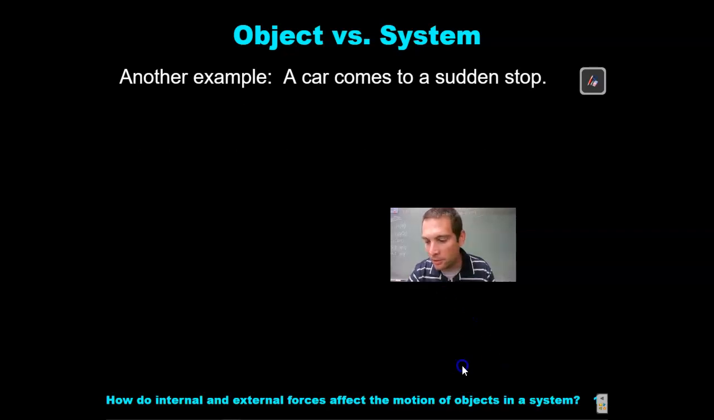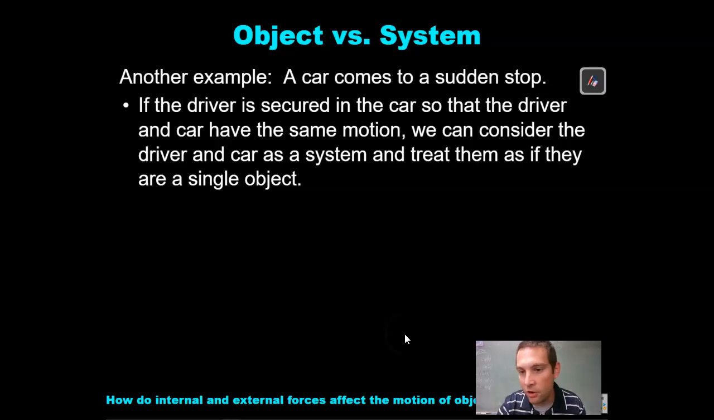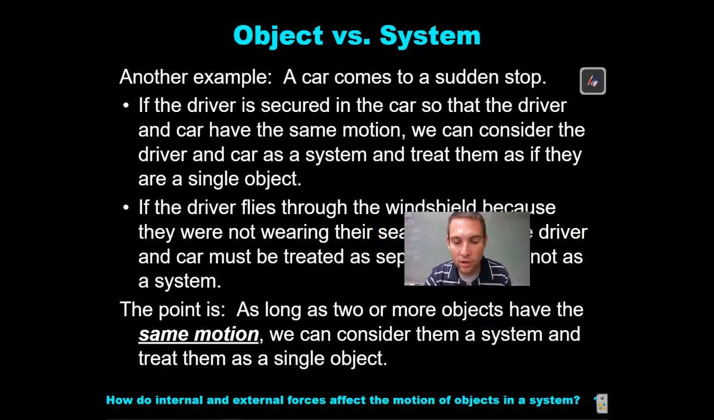Another example: if a car comes to a sudden stop, what are we looking at? If the driver is secured in the car, so the driver and the car have the same motion, we can consider the driver and the car as a system and treat them as if they are a single object. If the driver flies through the windshield, they're no longer connected. Then the driver and the car must be treated as separate objects, not as a system. Newton's first law example there, right? Point is, as long as two or more objects have the same motion, we can consider them a system and treat them as a single object.